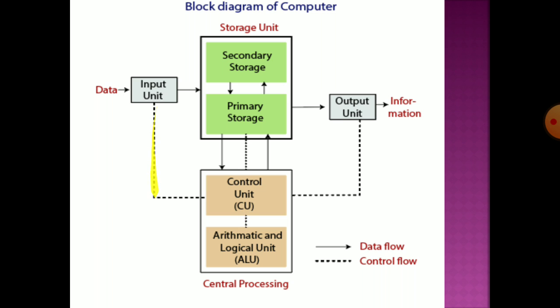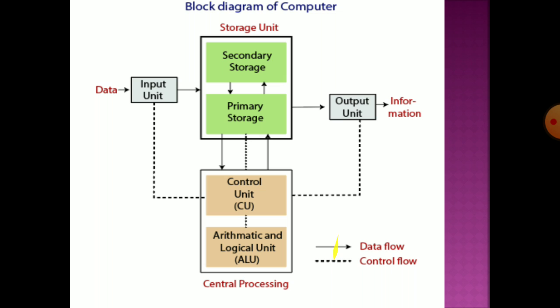So these dotted lines connect the CU to everyone. There is a connection from CU to input, CU to output, CU to storage, and from the control unit to your ALU also. Just remember this dotted line will help you control the flow, the control of work. The other parts relating to your CU we will see in the next slides.